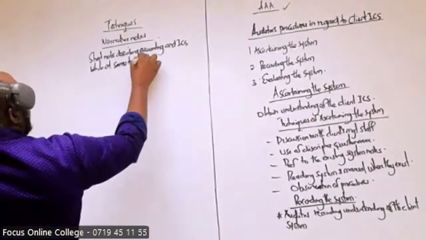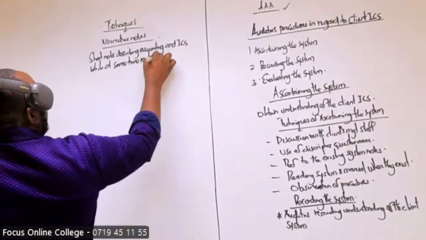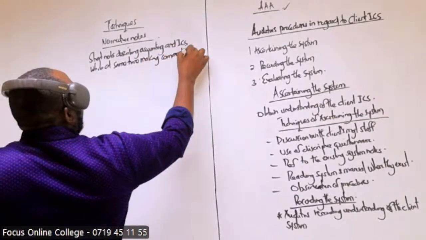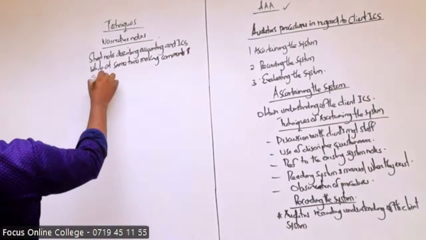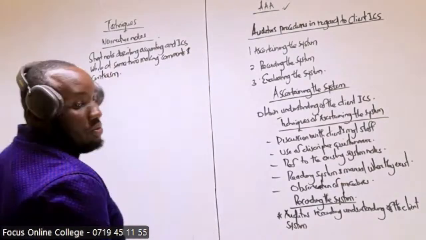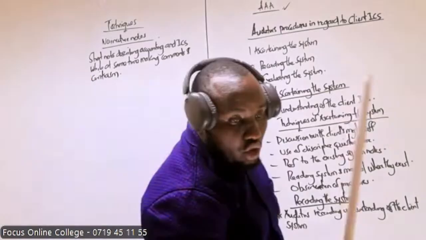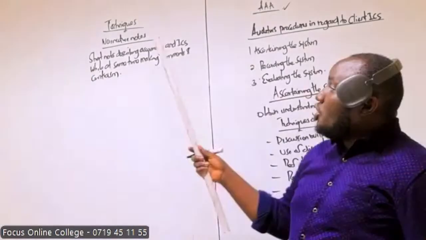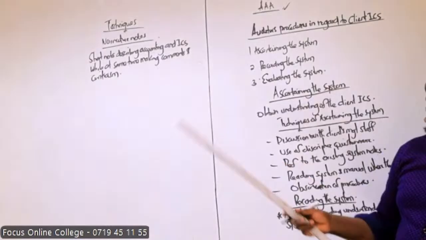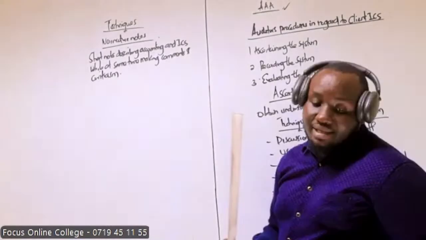making comments and what we call criticism. So these short notes describe the ICS and the accounting system, but at the same time, you make comments and criticism.